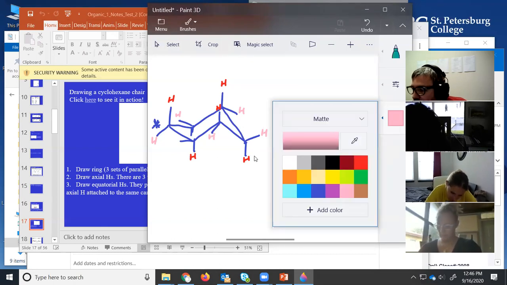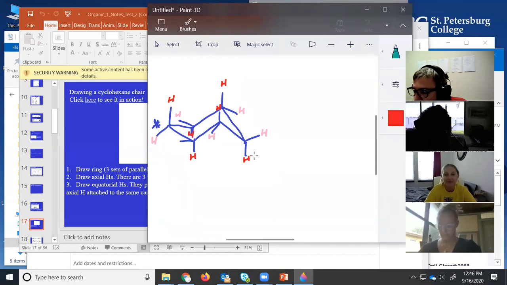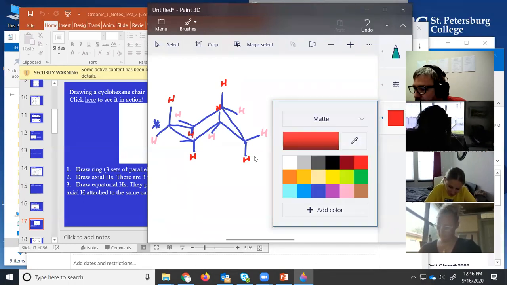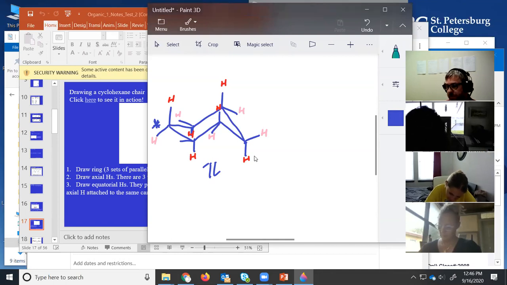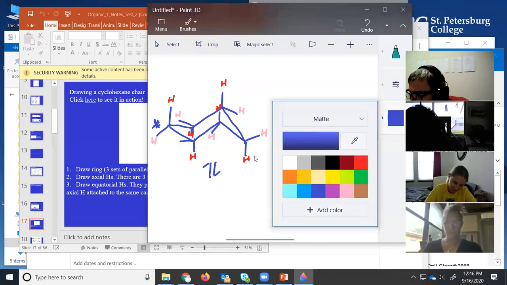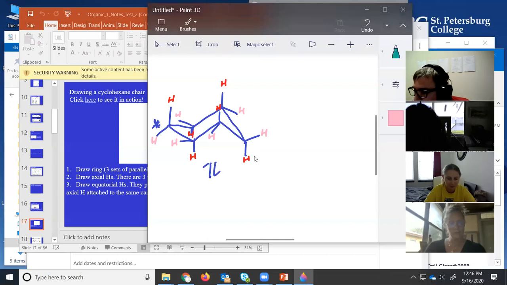So I'm trying to use my different colors here. Let's go back to blue. There he is. Okay, let's look at the chair. This is not resonance, by the way. This is actually an equilibrium. I missed one, didn't I? Put him on here. There we go.